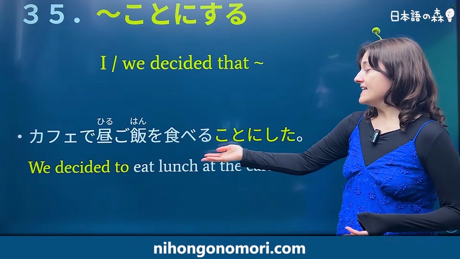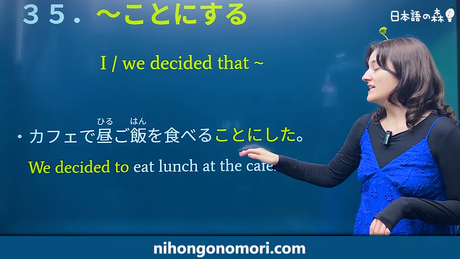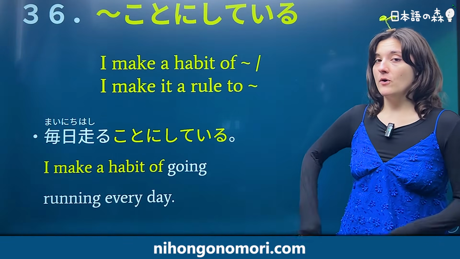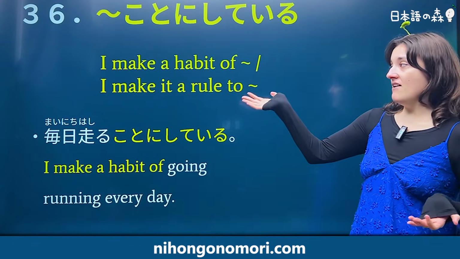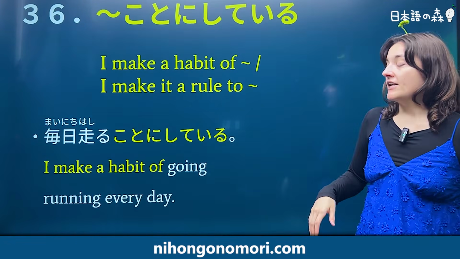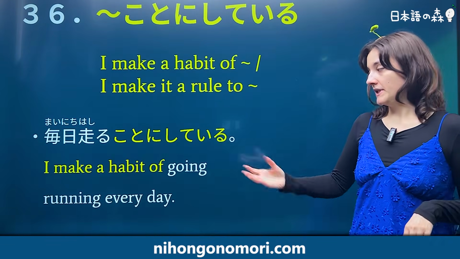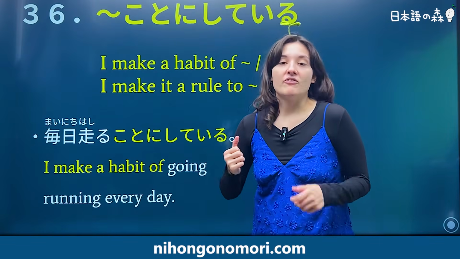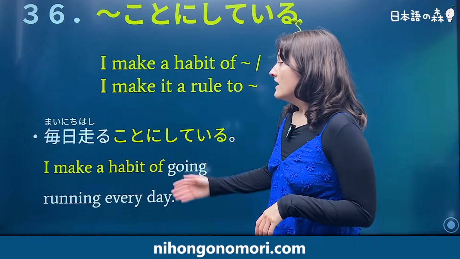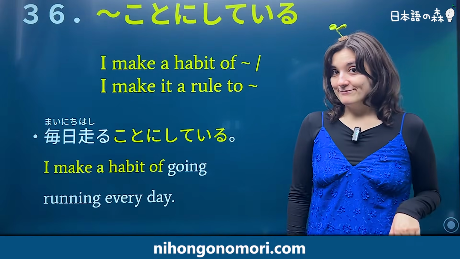We decided to eat lunch at the cafe. Again, we have the verb in the plain form followed by ことにした. We decided to eat lunch at the cafe. ことにしている. ことにしています. I make a habit of, or I make it a rule to. So you're explaining that you are constantly working to continuously do something, like, for example, going running, right? It's a personal habit you are actively working to keep up. 毎日走ることにしている. I make a habit of going running every day.